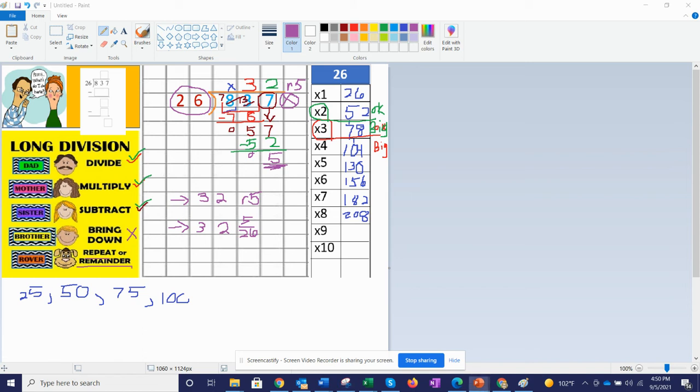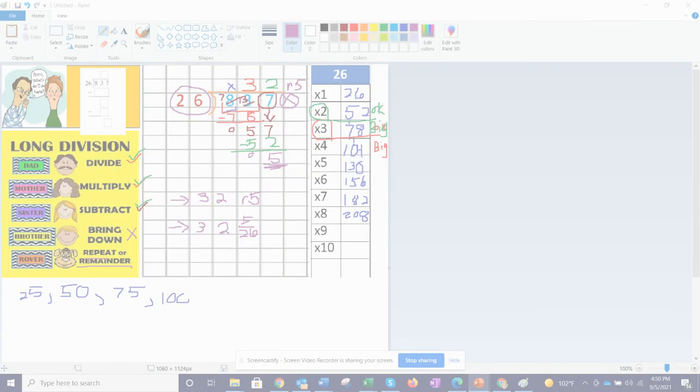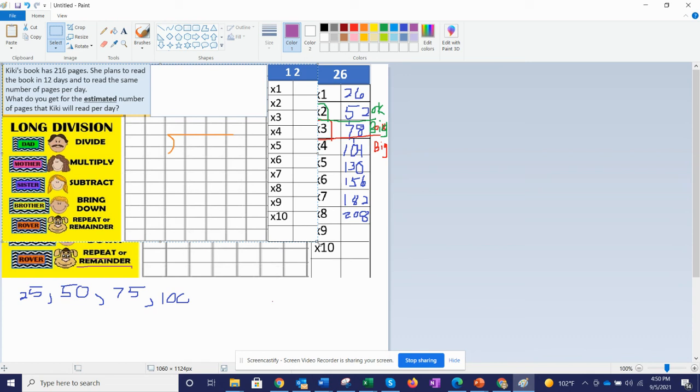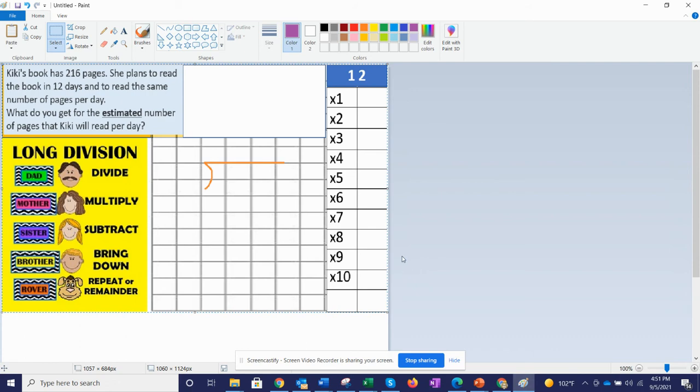So estimating means rounding. Okay. So let's look at this one. Okay. We'll make it big so we don't have to see other stuff in the way. All right, this one's done in story problem form, which is another challenge. Okay. Kiki's book has 216 pages. Excuse me, I got the hiccups. Okay, so she has 216 pages in her book.